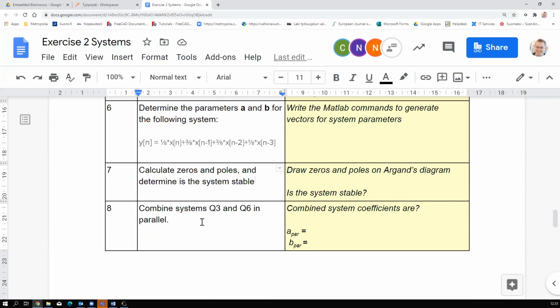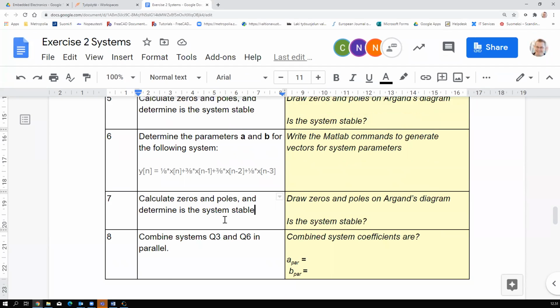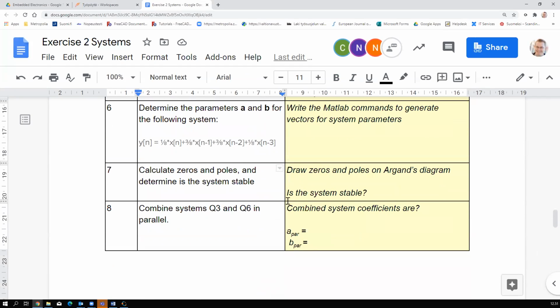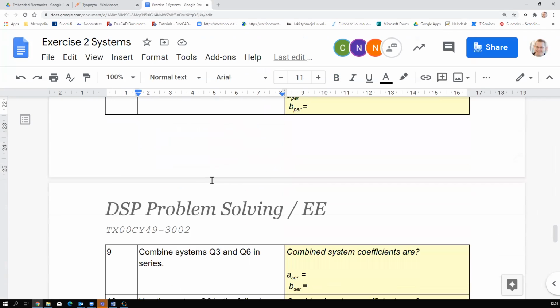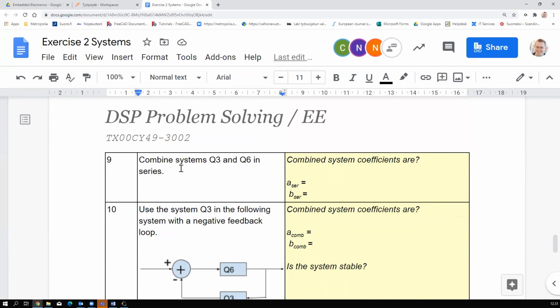Then combining systems. So we have the parallel system. What are the combined system coefficients? Combined systems again in series, meaning cascaded. In cascade is the correct term.